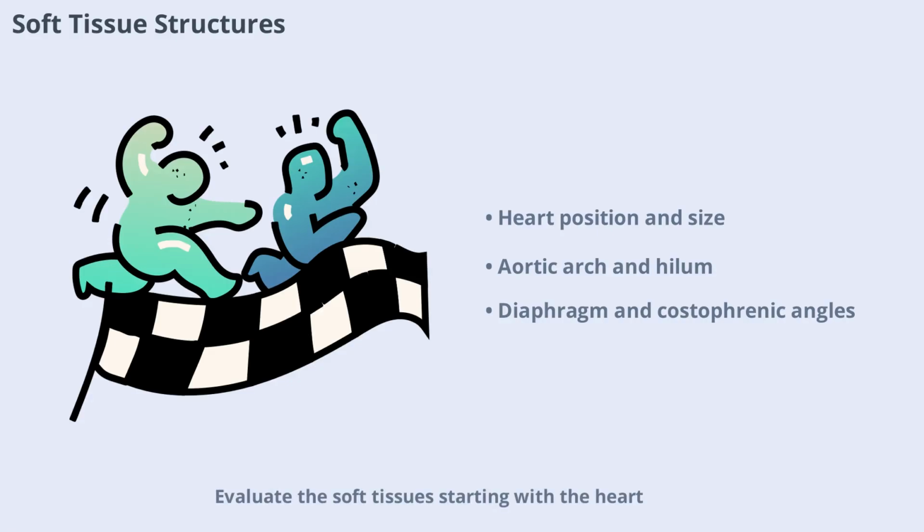Evaluate the soft tissues, starting with the heart. The mediastinal shadow should be slightly left of center and touch the diaphragm. The cardiothoracic index, the ratio of heart width to chest width, should be about 1/3 to 1/2. Identify the aortic arch and cardiophrenic angles.